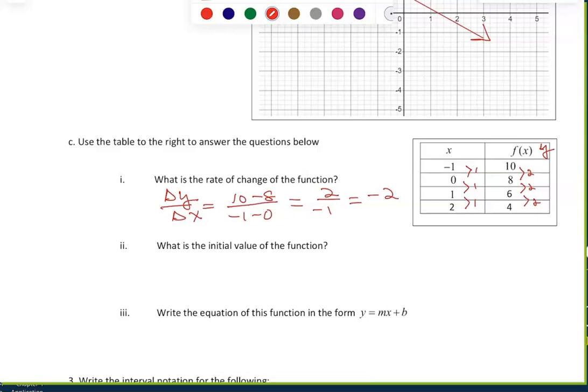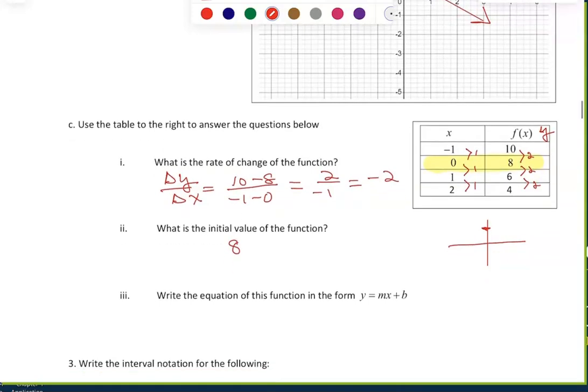What's the initial value of the function? So let's think about this. If I have a function, the initial value happens where I have a y value, but I have an x that's 0. I have that on my chart right here. So my initial value is the y value of 8.